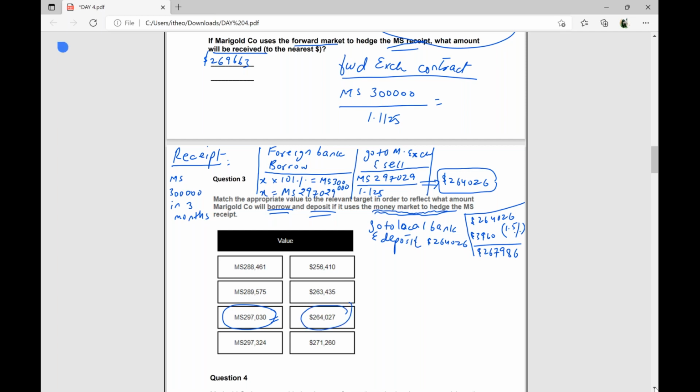Okay, we have done 3 MCQs from this. Any questions you can ask, or you can copy the stuff, and then I will discuss the remaining 2 requirements.